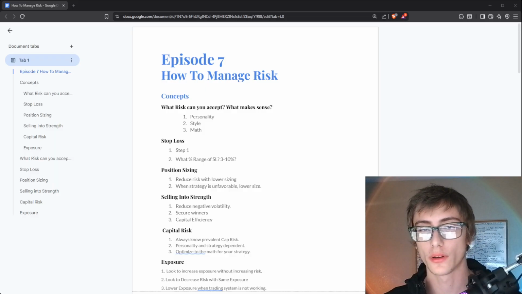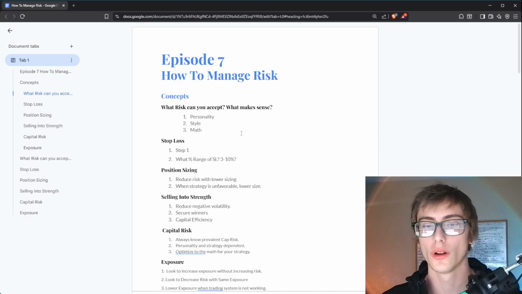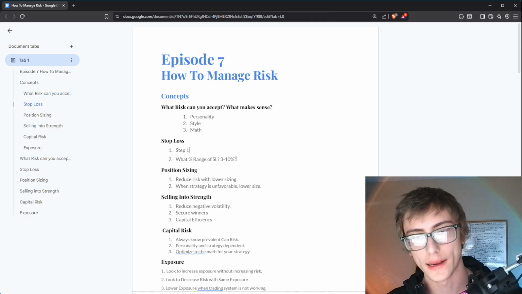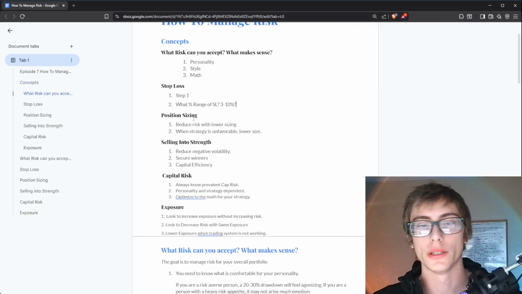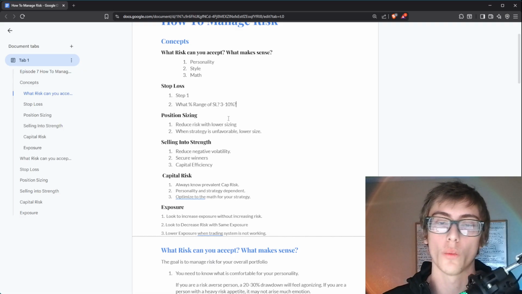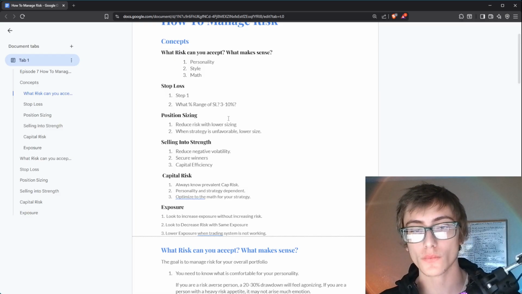So today, the concepts I'll be going over will be what risk should you accept personally, and what makes sense for your personality, style, and math. Then I'll be going over stop loss and how it's step one of this risk management. And also, what percentage range of stop loss should you use, right? What makes sense? Next, position sizing. I'll be going over how you can reduce your risk with lower sizing. And I'll be going over how when your strategy is unfavorable, you need to lower your size.